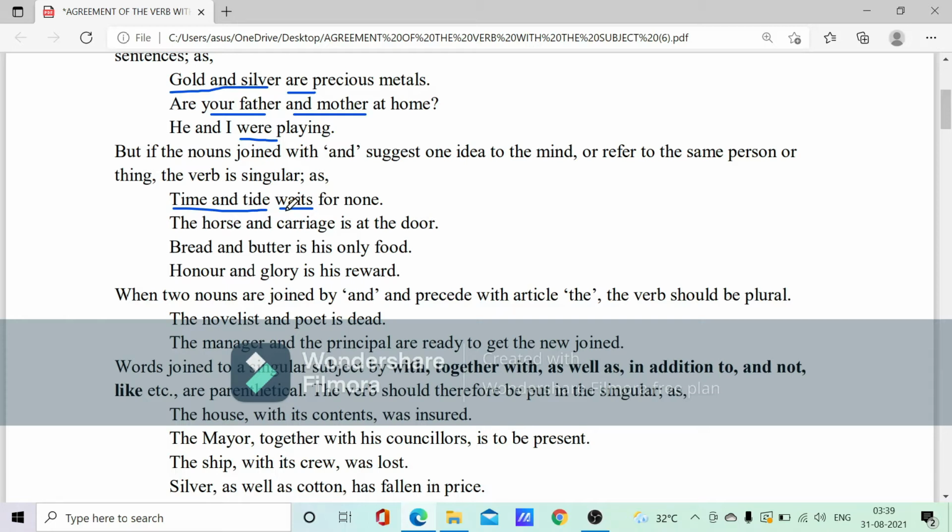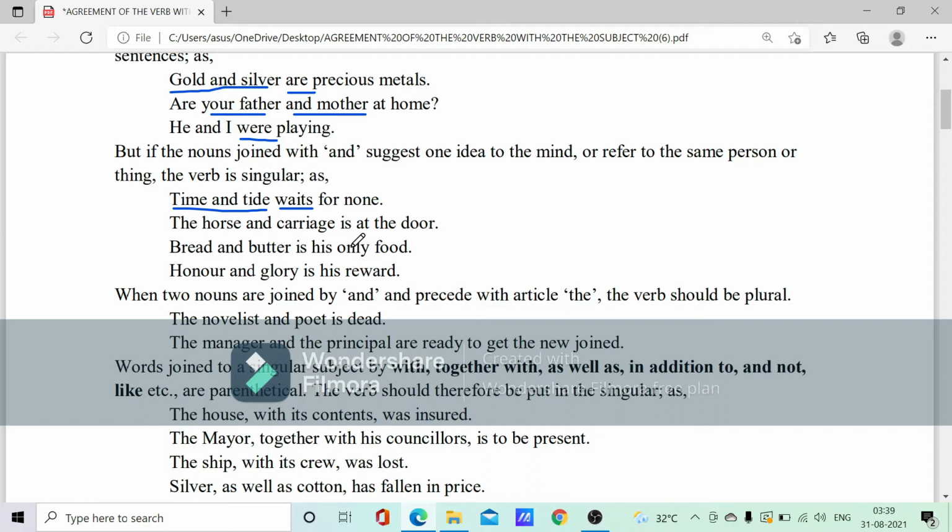And here you are getting time and tide. There are two subjects, and that means it must be plural. And according to that, waits should be wait, not waits. But why have we used here waits? Because both time and tide usually are taken as one, not separate things, right? And that's why here we have used waits. Again, the horse and carriage is at the door. Here you see that the horse and the carriage both are taken as one, right?